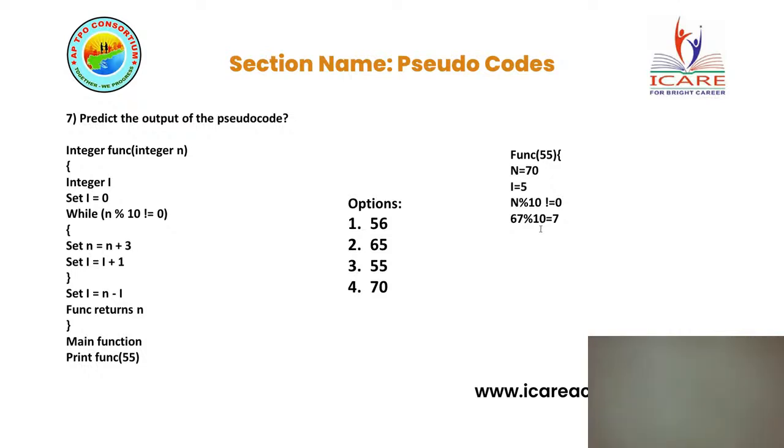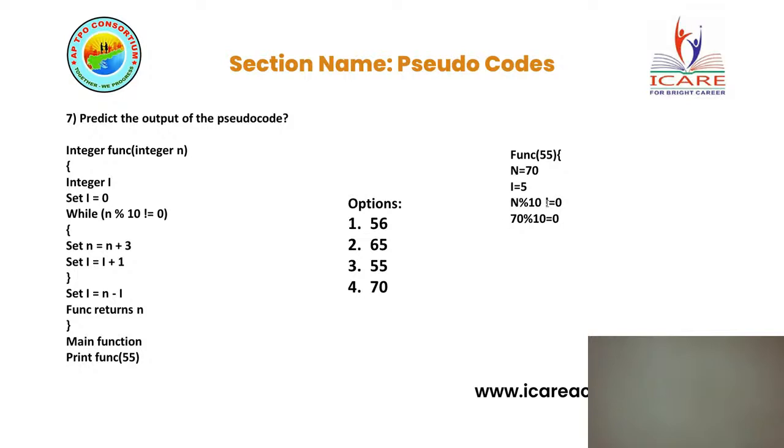So n modulo 10. 70 modulo 10, the value is 0. So 0 not equal to 0, the condition is false. Here we are getting the false. It means it will come out of the while loop. It breaks the while loop and comes out. After coming out of the while loop, we have the statement set i is equal to n minus i.